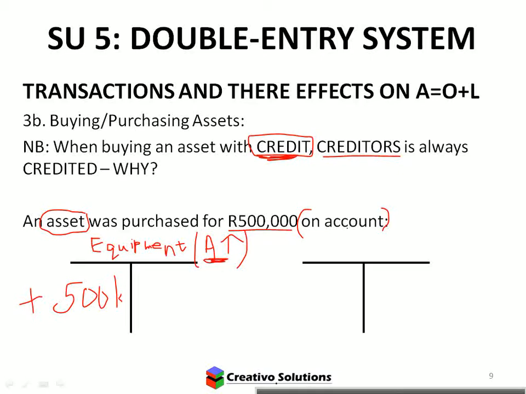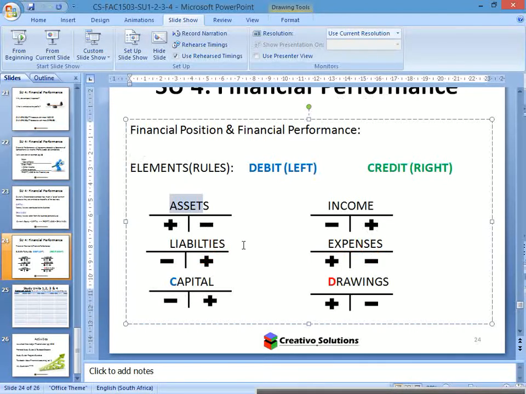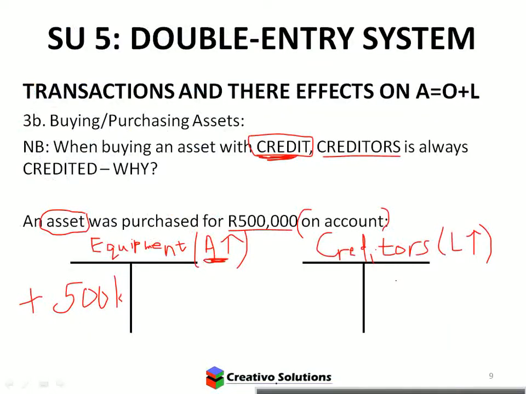Okay, the next part of this would be the creditor. Creditors is a liability. Did you have a liability before you purchased? No. Do you have a liability now? Yes. The more you buy on account, the more you're going to owe the supplier. So, creditors is a liability. It's increasing. Where do liabilities increase? We go back to what we've studied. Liabilities increase there. Bingo, I know what to do. I credit this account. Plus.